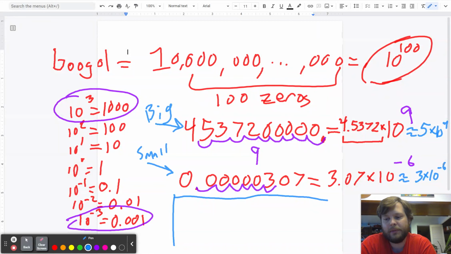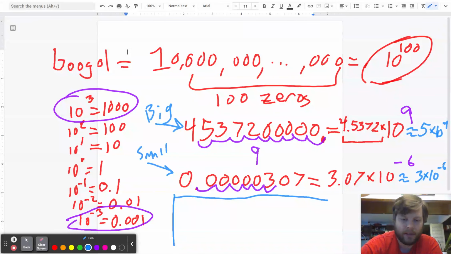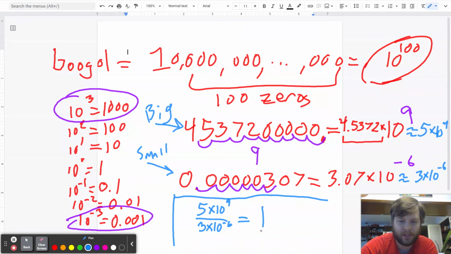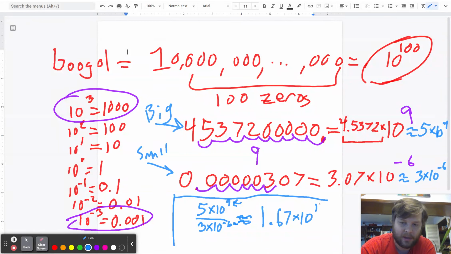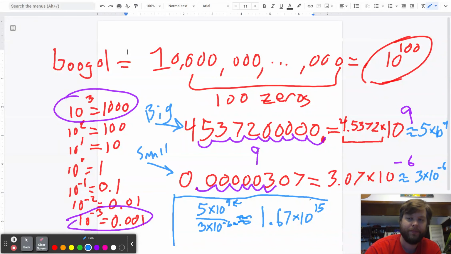Now if I want to know how many times bigger something is, I would divide it. So now I can just divide 5 times 10 to the ninth divided by 3 times 10 to the negative 6th. Let's see, 5 divided by 3 is like 1 2/3, so like 1.67. We'll just kind of round off here. And then remember, what do you do with exponents? Well, the exponent law says you go top power minus bottom power. So I get times 10 to the 15th. And then that's a good rough estimate of how many times bigger it is. It's a lot bigger because times 10 to the 15, remember, means I move that decimal 15 times to the right.